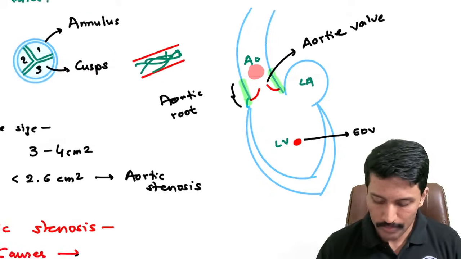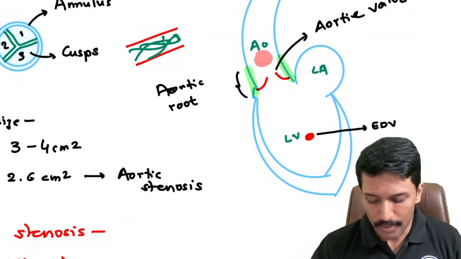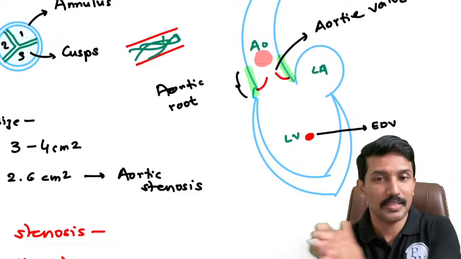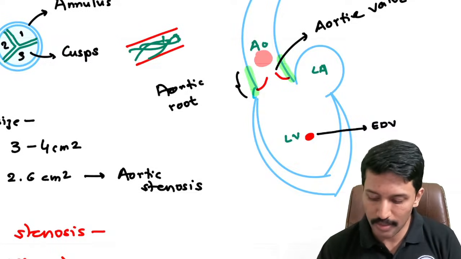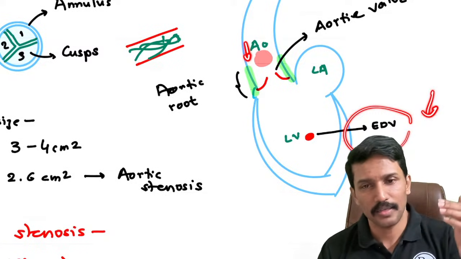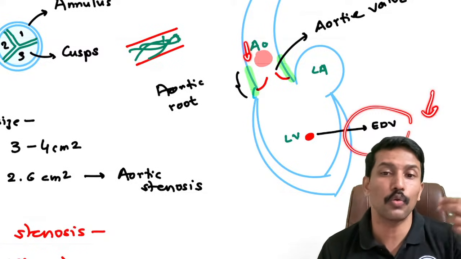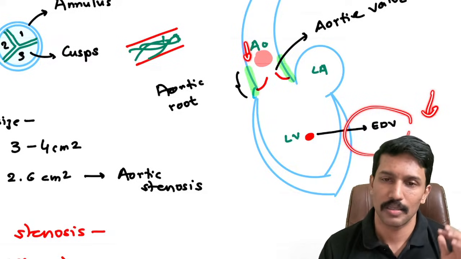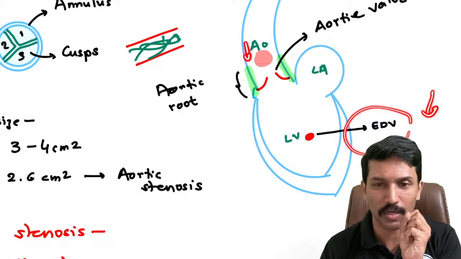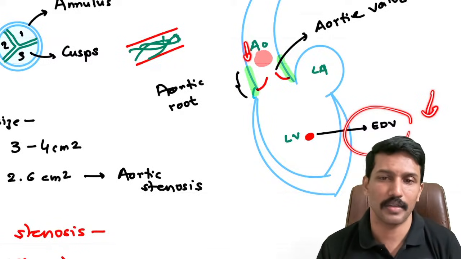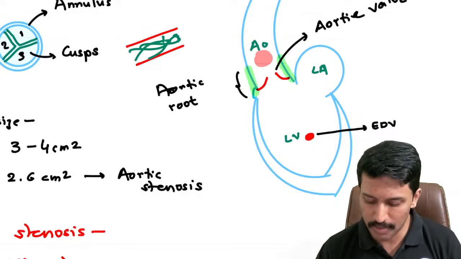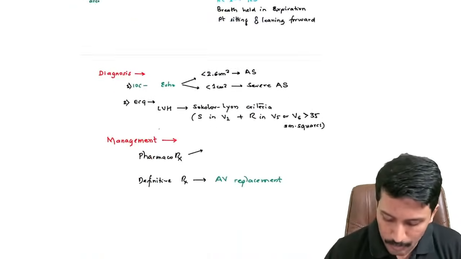Why? Because if I give diuretics, it will reduce the congestion that I had in the lungs. So dyspnea will improve, but diuretics will also mean that end diastolic volume will decrease, stroke volume will decrease, right? So it will worsen the symptoms related to low stroke volume, that is angina and syncope. If I give beta blockers, they reduce the force of contraction of the heart, so it will again decrease the stroke volume. So there is no role of pharmacotherapy per se. The only definitive management is aortic valve replacement.